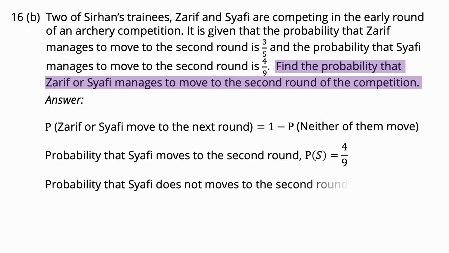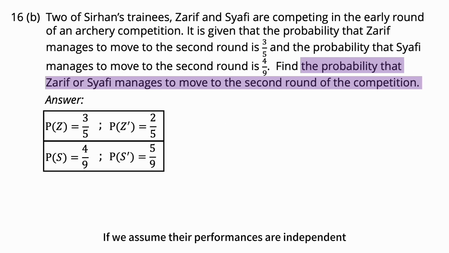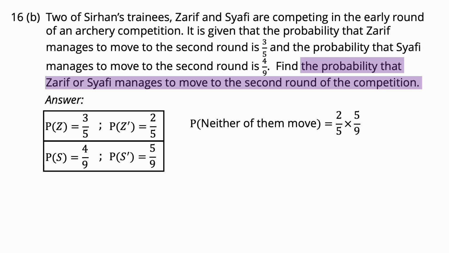So, the probability of Shafi does not move to the second round is 1 minus 4/9 equals 5/9. If we assume their performances are independent, Zarif does not move and Shafi does not move. The probability that neither of them move is equal to 2/5 times 5/9 equals 2/9.